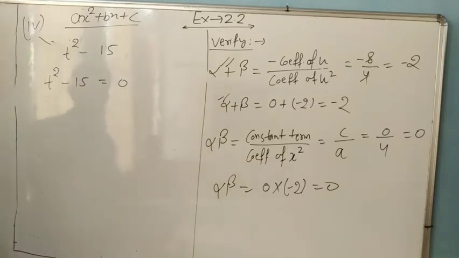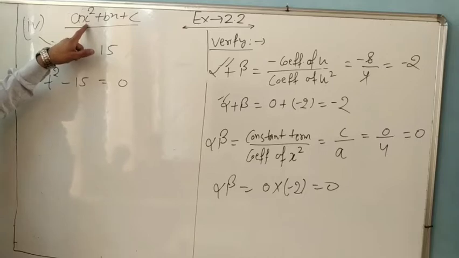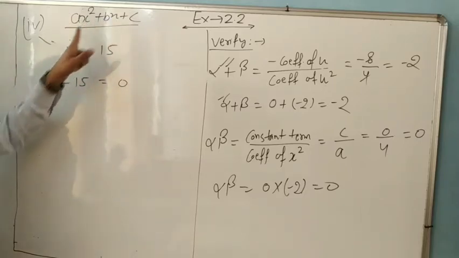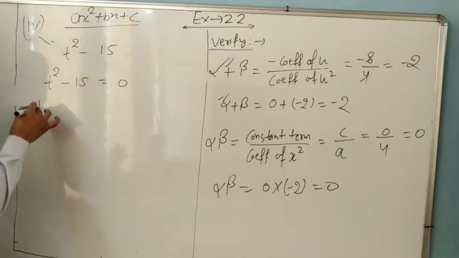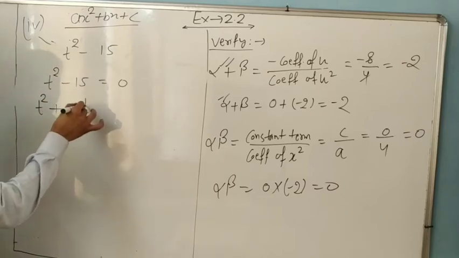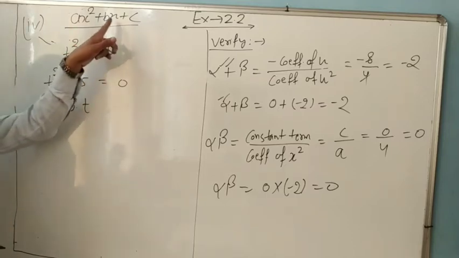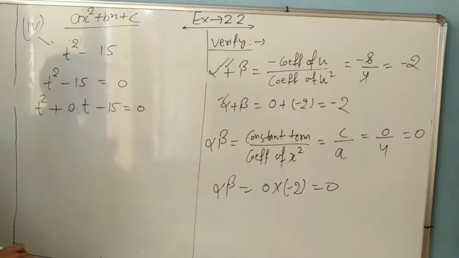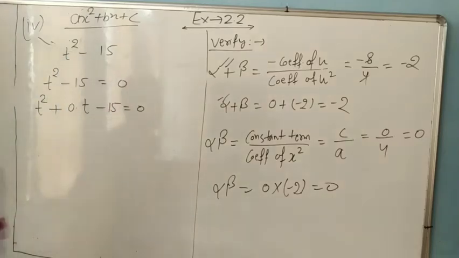So what will we do? Coefficient of x square, how much? t square, 1. Coefficient of x is not given. You can write t square plus 0 into t minus 15 equal to 0. Understand?